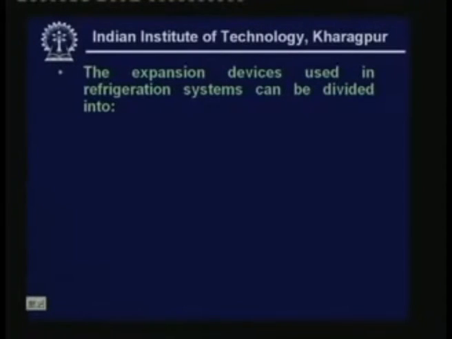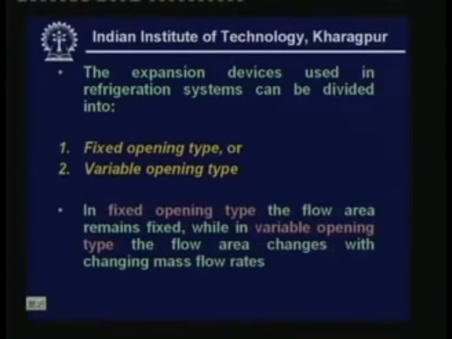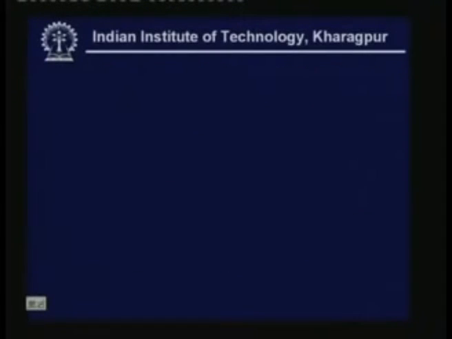Now the expansion devices used in refrigerant systems can be divided into fixed opening type or variable opening type. In fixed opening type, as the name implies, the flow area remains fixed, while in variable opening type the flow area changes with changing mass flow rates. So this is the difference between fixed opening type and variable opening type.